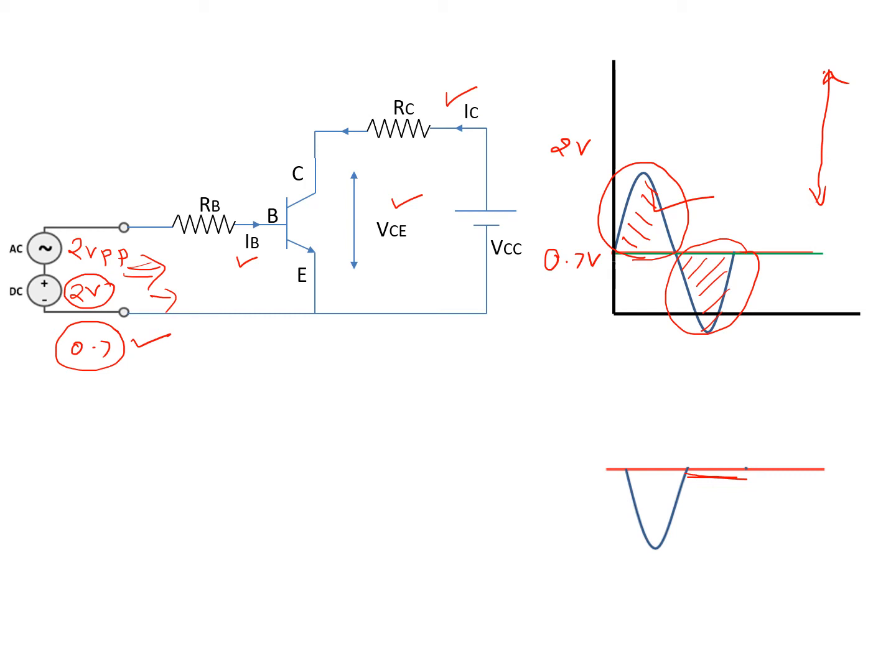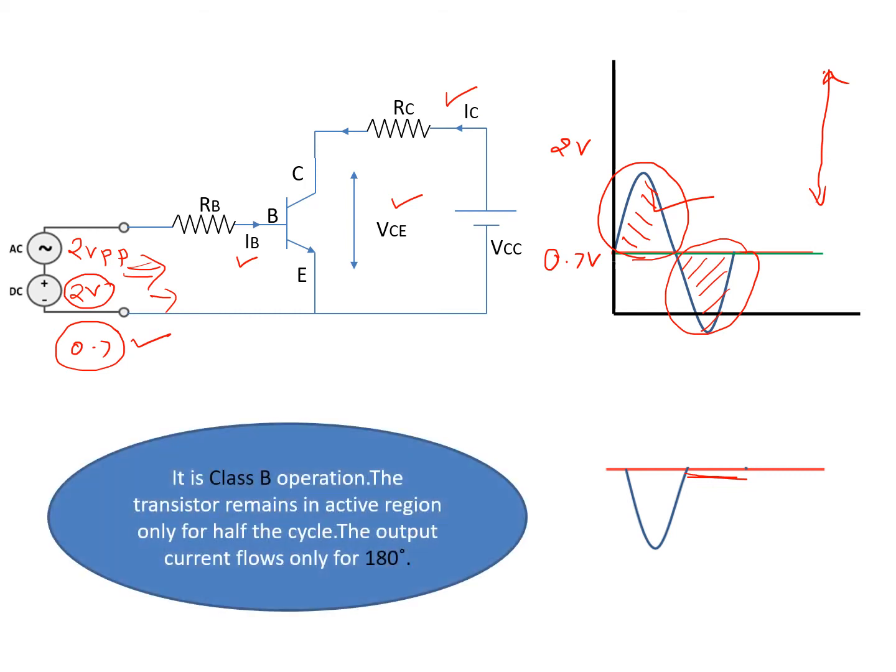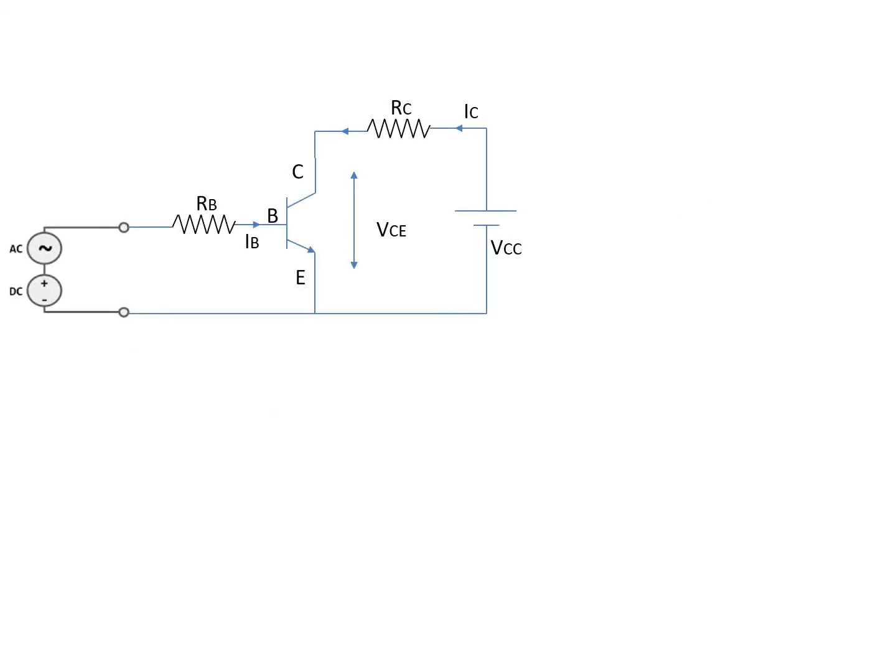So what is our conclusion from this? We will get current only for half the cycle. This class of operation is known as class B operation. The transistor remains in active region only for the half cycle. The output current flows only for 180 degree. Now let us see the next class of operation.